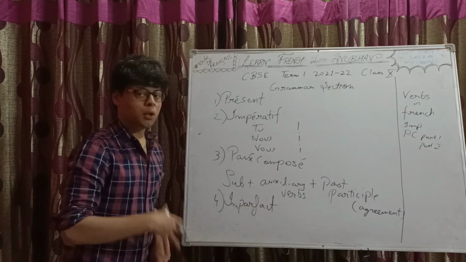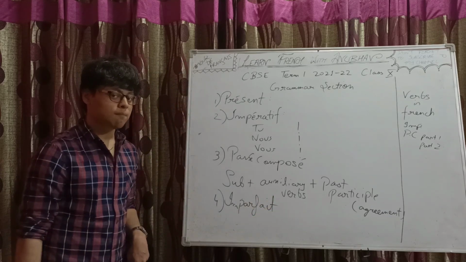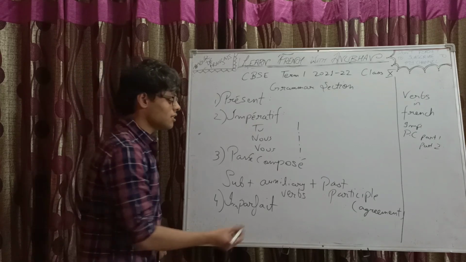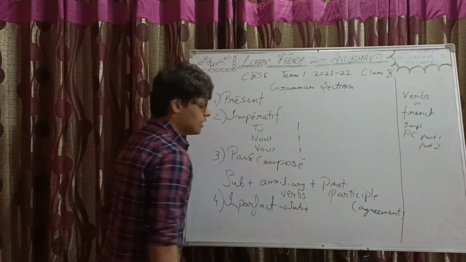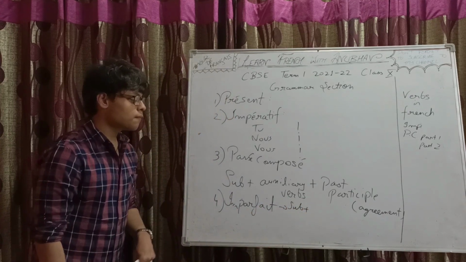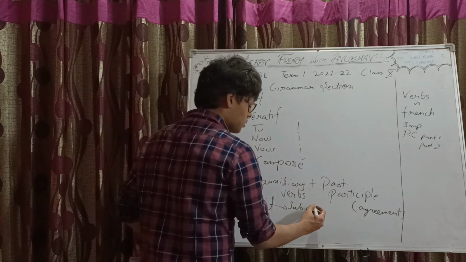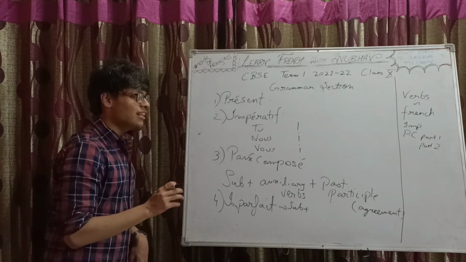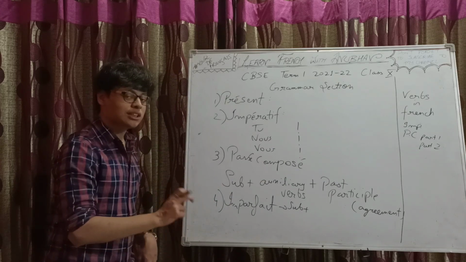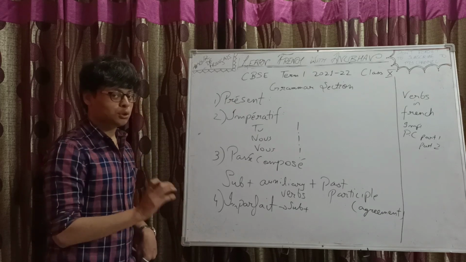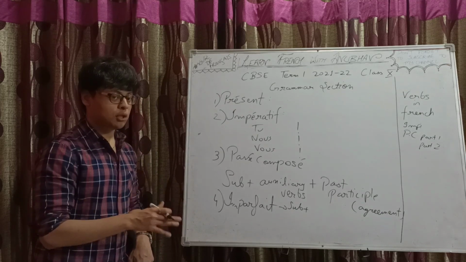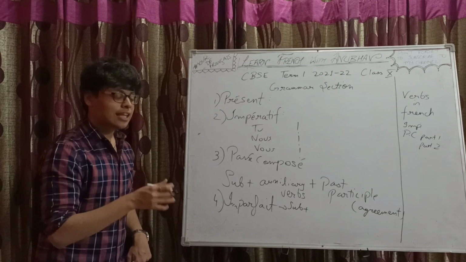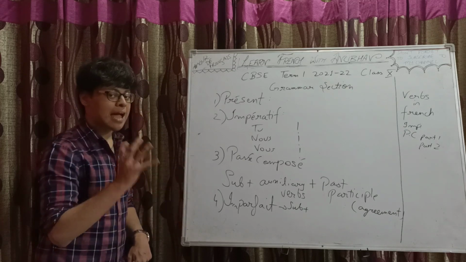Generally used for what? Prolonged action in the past, continuous action in the past. For that we use the imperfect tense. How do we form it? We have the subject, then we take the present tense conjugation of that particular verb, specifically with the subject nous, first person plural. Then we remove the ONS, write that stem, and add the imparfait endings.